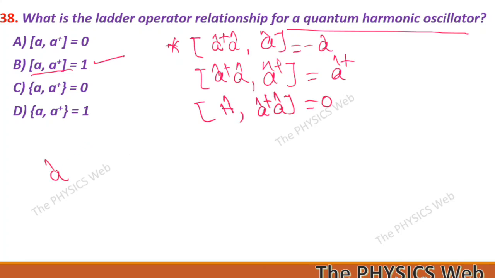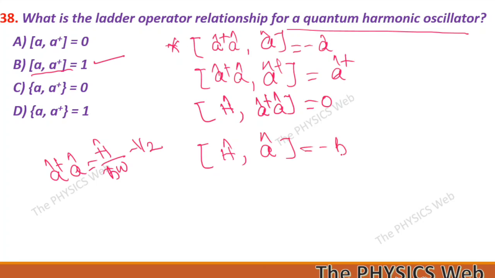And if you define the number operator a dagger a equals Hamiltonian by ħω minus half, then the commutator bracket of the Hamiltonian operator and a equals minus ħω a, and the commutator bracket of the Hamiltonian operator and a dagger, that is the raising operator, equals ħω a dagger. Okay, so try to remember this.